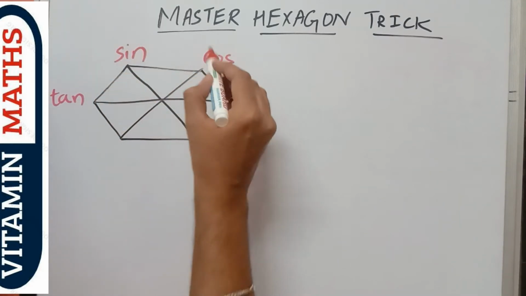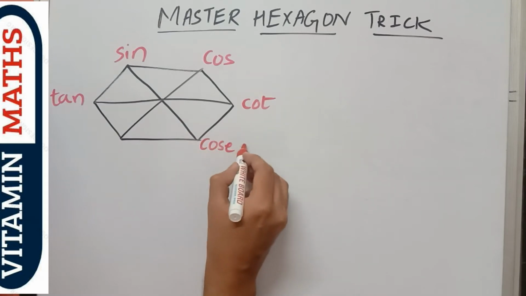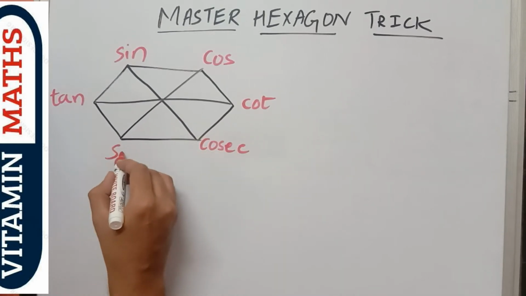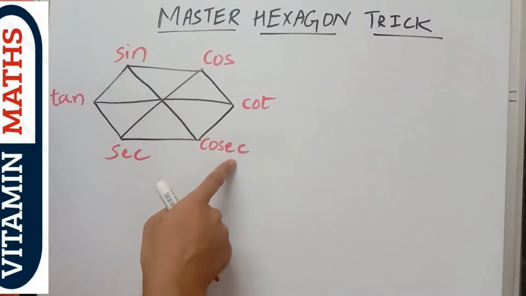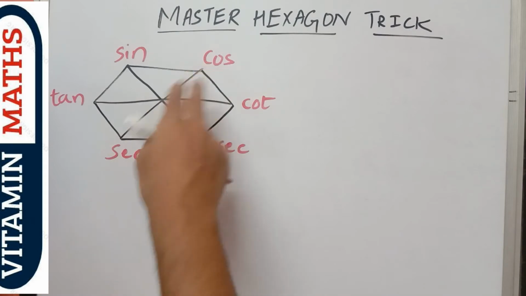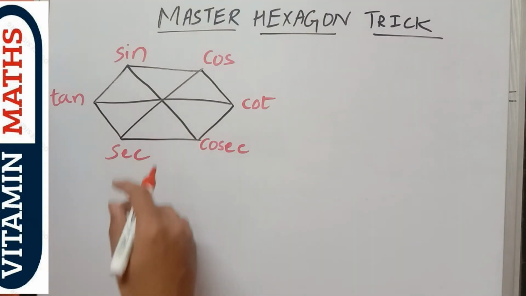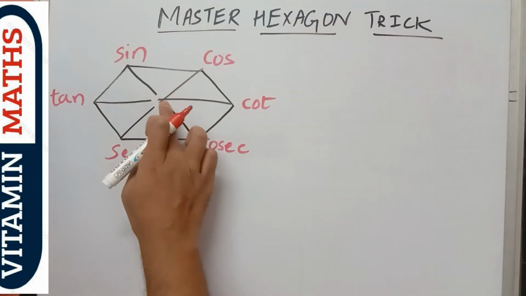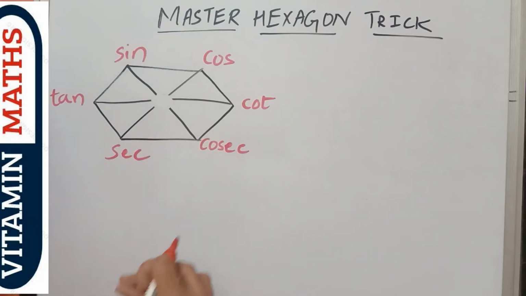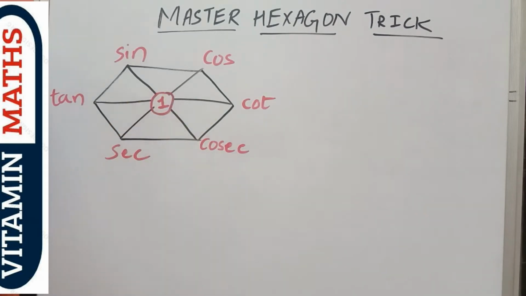Next cos. Next cot. Next cosec. And lastly sec. See here: sine, cosec, cos, sec, tan, cot. These all are coming in an opposite manner. Now, one more important thing: the center should contain 1. You should write 1 here.